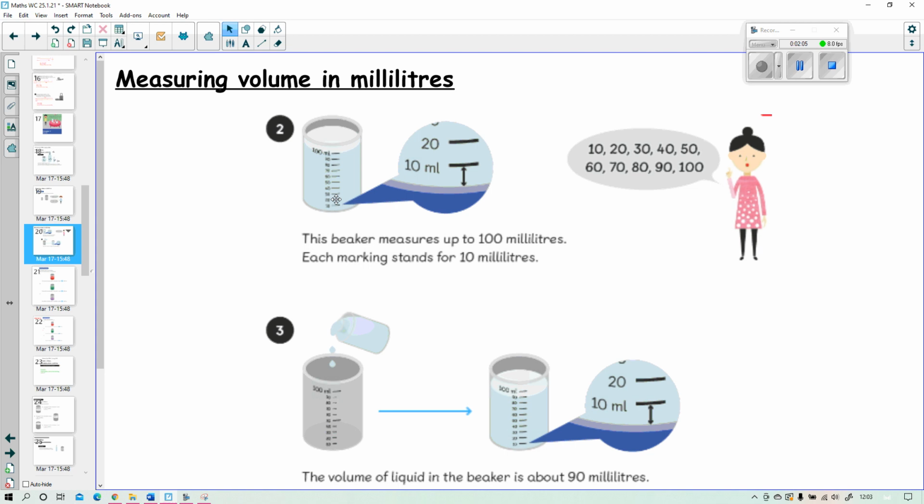Each mark gives us 10 millilitres more. So we could count up in tens, or we could look at the top and we could read this little line here, which tells us, that's right, 100 millilitres in this beaker.